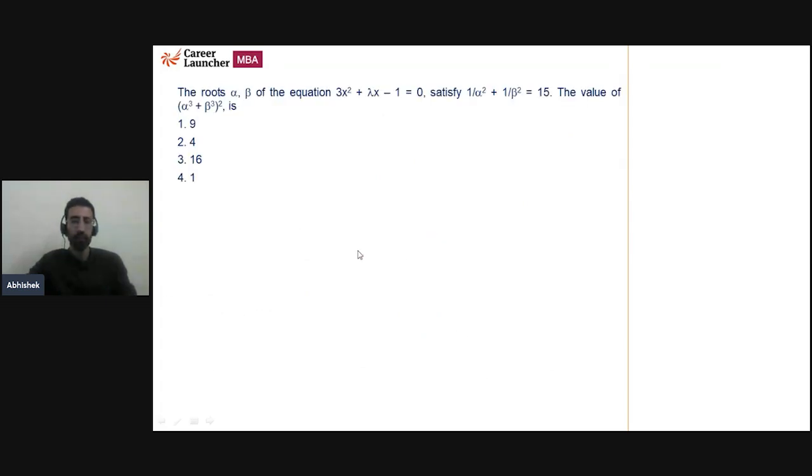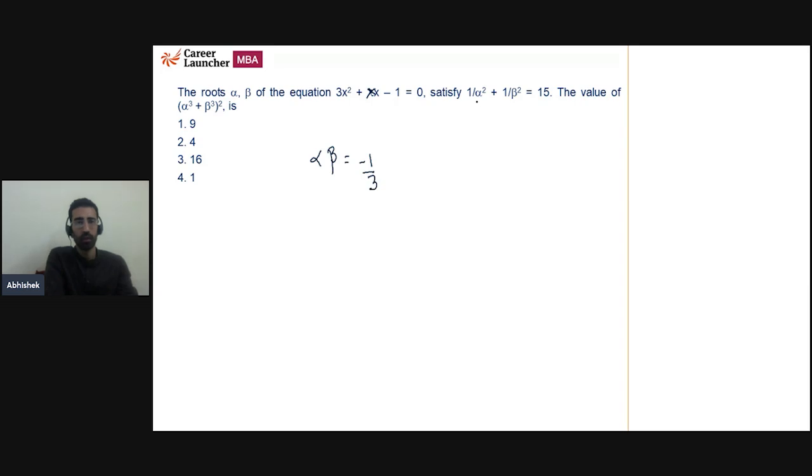Let's go to the next question, which says alpha and beta are roots of the equation 3x square plus lambda x minus 1. Because this is lambda, I'll ignore lambda. I'll just focus on the product of roots. Alpha beta is the product of roots, which is c by a, minus 1 by 3.